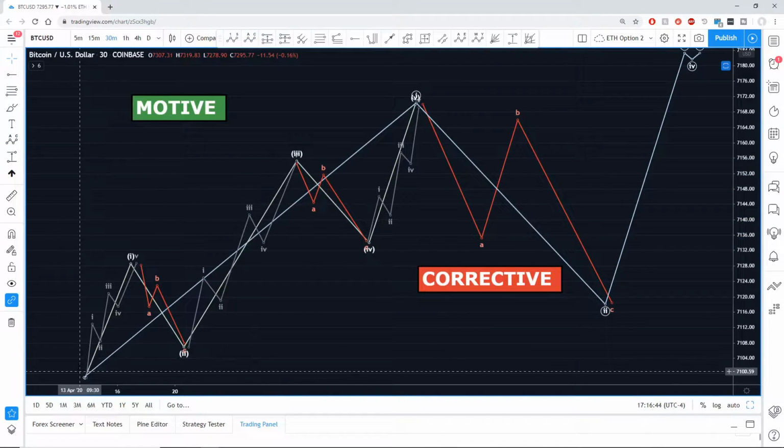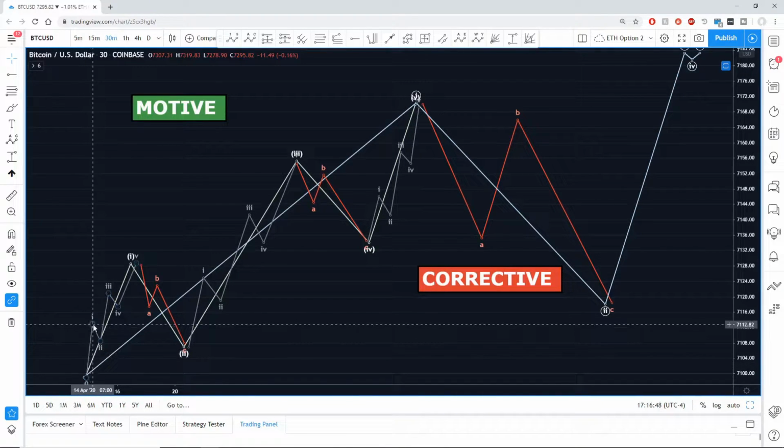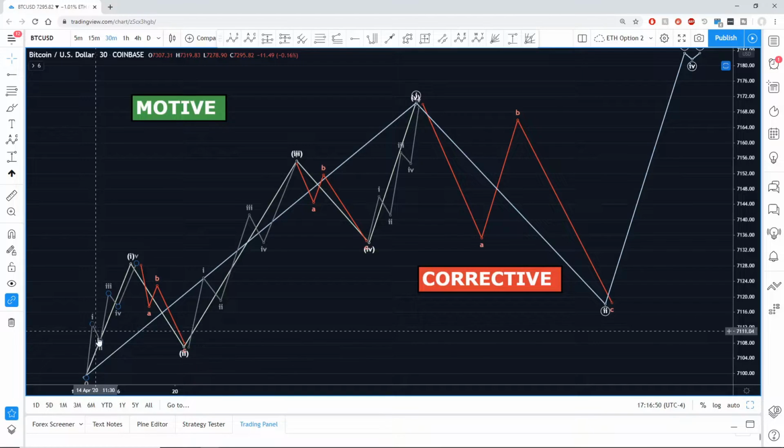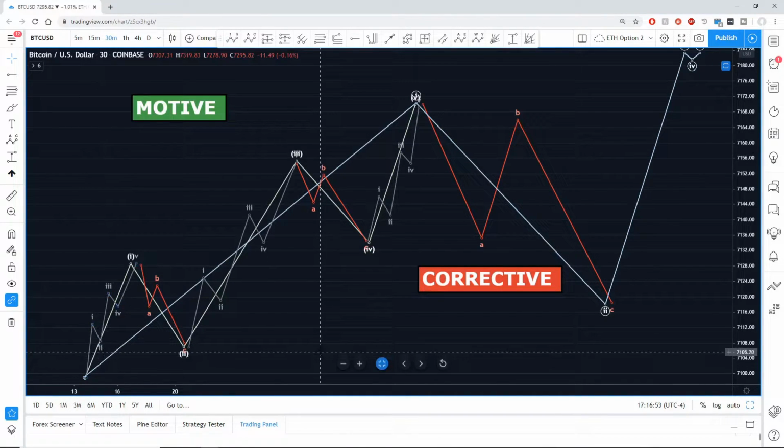Now you could continue to keep on drawing on this over and over again. For example, 5 waves make up this little gray 1 here, 3 waves make up this gray 2, but then the chart just gets crowded.